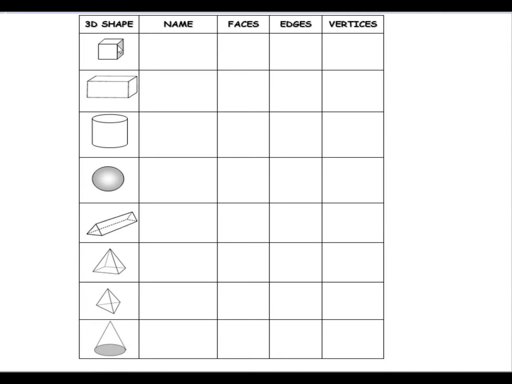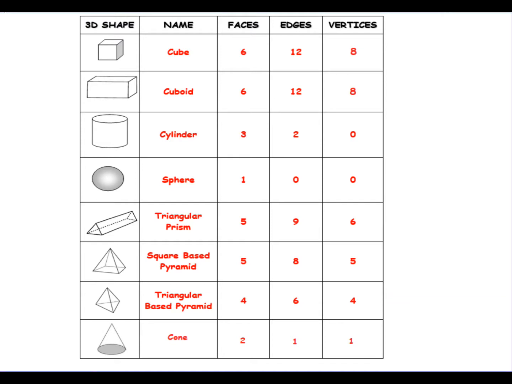So here are the three-dimensional shapes we're interested in. See if you can remember what they're called, how many faces, edges and vertices each one has before I reveal them. And here you go. Did you get them all correct?